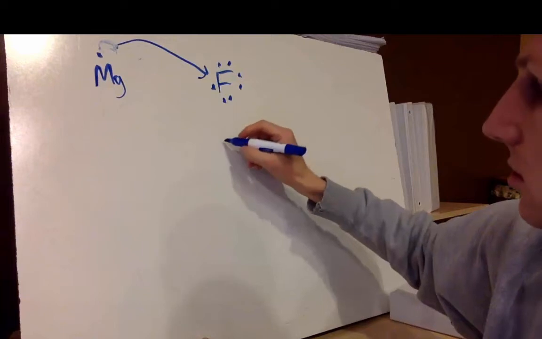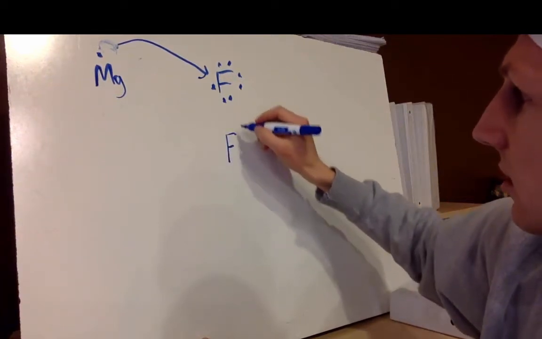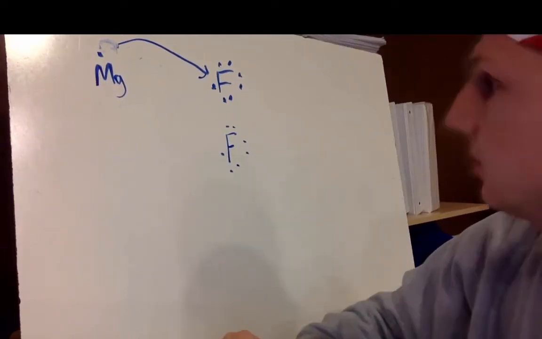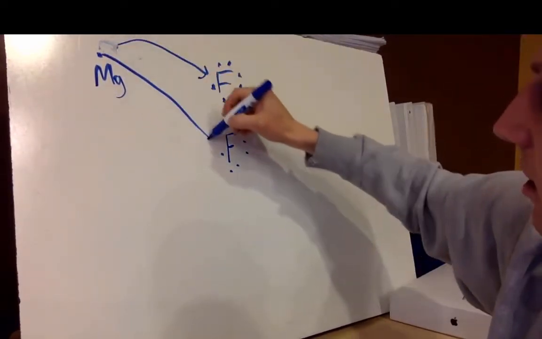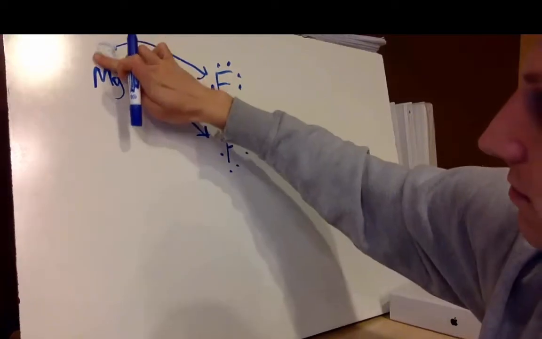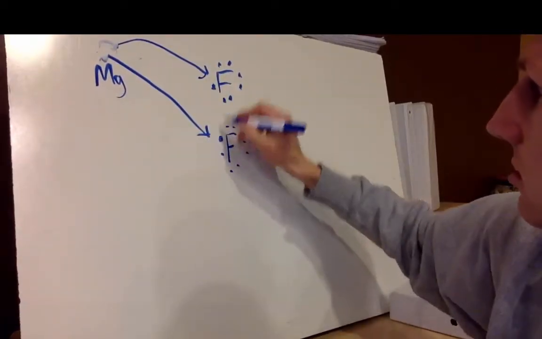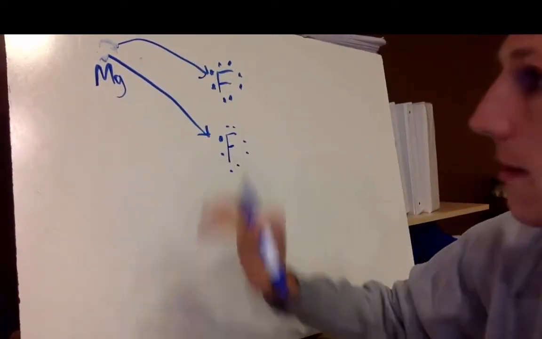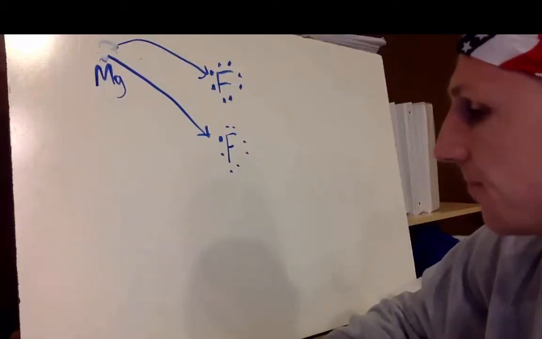So what we could do is we could have another fluorine atom, and it can take that other one, okay? And now it comes over here. So these guys are now happy because they have a full octet. Magnesium's happy because it went back a shell, which was already a full octet.